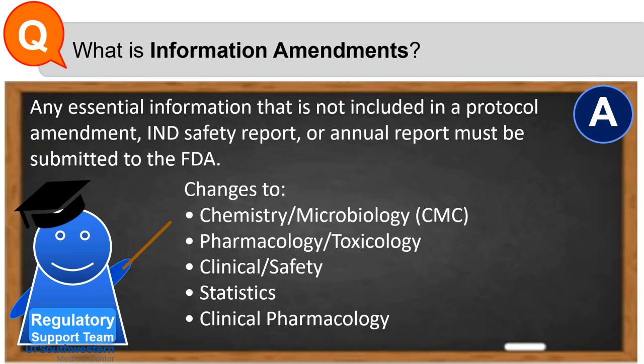Any information amendment submitted under an IND application is required to bear prominent identification of its contents. Example, it should be identified as information amendment, chemistry, manufacturing, and control, or information amendment, pharmacology, toxicology, or information amendment, clinical. It can be submitted as necessary, but not more than every 30 days if feasible.